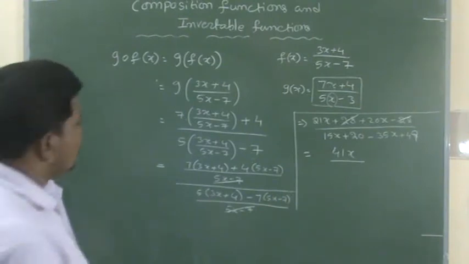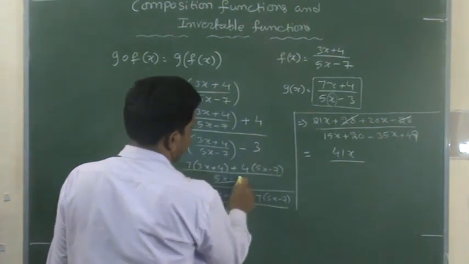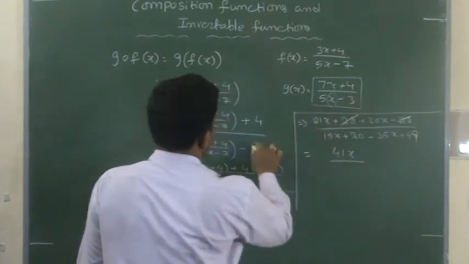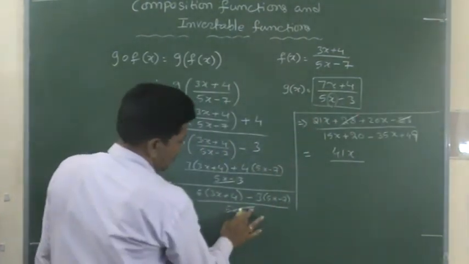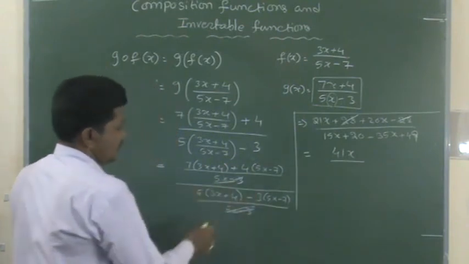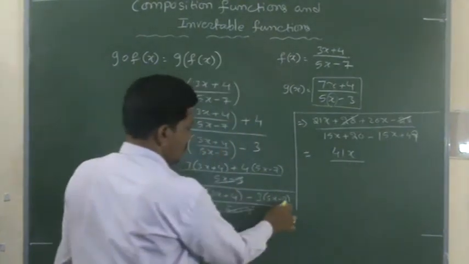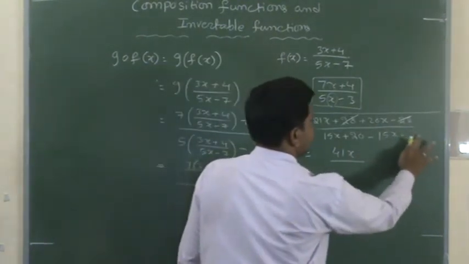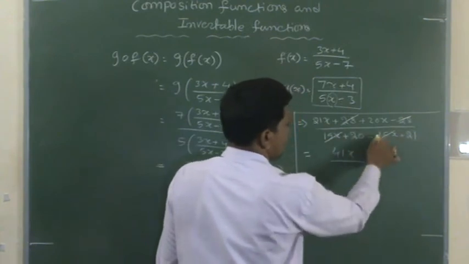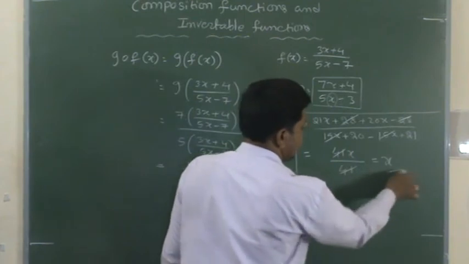Right. g of x, it is 5x minus 3. I wrote 7, right? Okay. So yes, these two are cancelled. And 3 means it is 15x, and plus 21. After that, cancel this one, and 20 plus 21 is 41, and replacing, we get x.